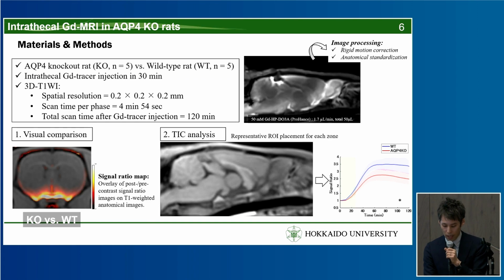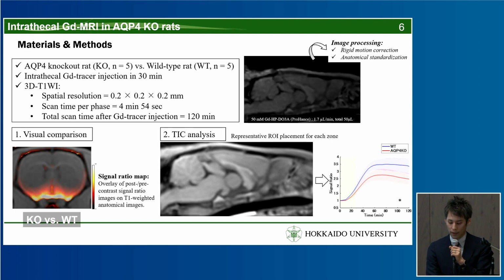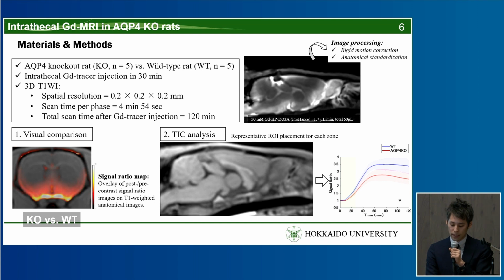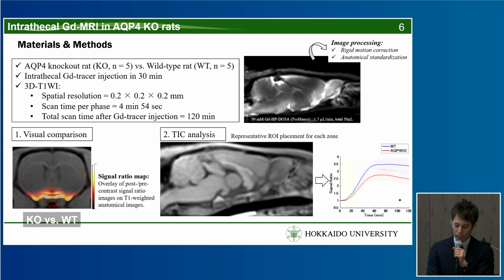This slide shows an outline of an intracisternal gadolinium MRI experiment. 3D T1-weighted images were acquired over time during a 30-minute intracisternal administration of gadolinium tracer to each of the knockout and wild-type rats. Some parameters of MRI are shown in the slide.